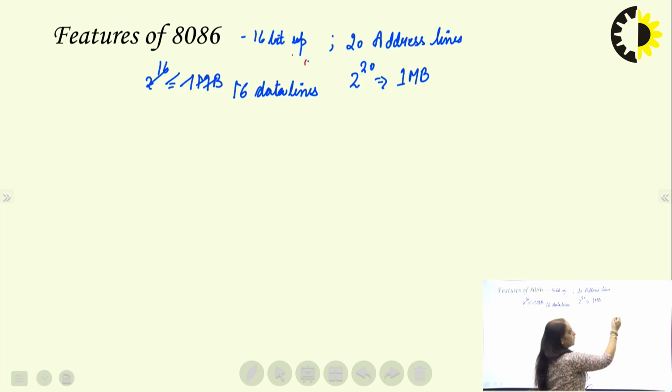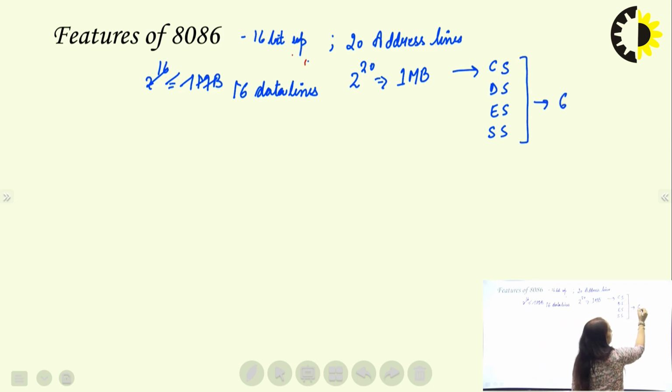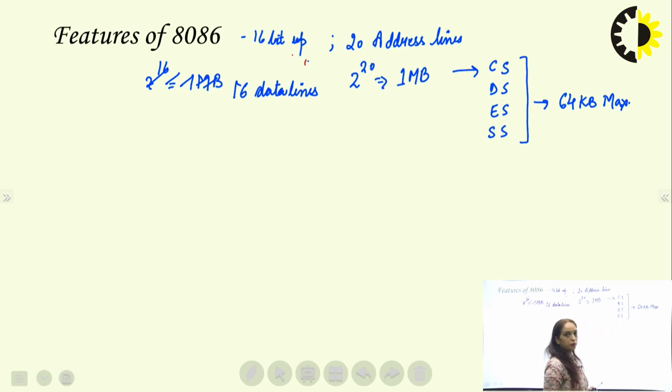This 1 MB memory is divided into a few segments. Your complete memory is divided into segments that are named code segment, data segment, extra segment, and stack segment. We are not going to discuss these segments in this lecture. We may have a dedicated lecture on memory segmentation, and we must remember that each segment will be of 64 kilobyte maximum, right? Each segment will have 64 kilobyte.